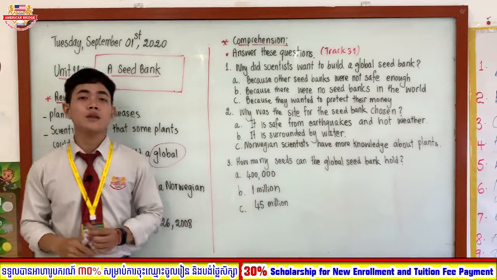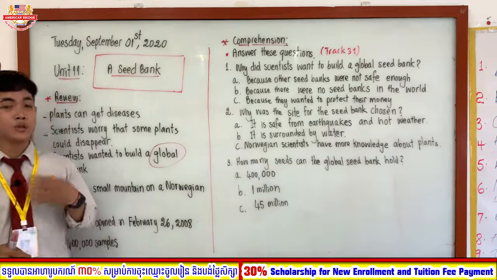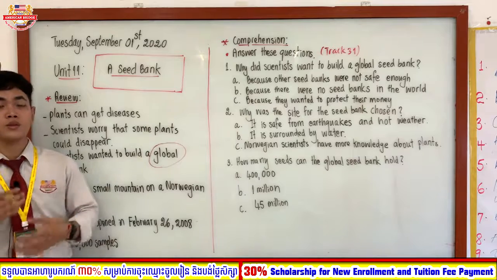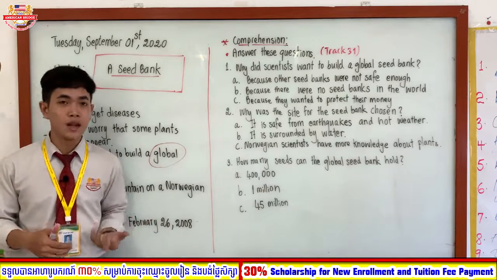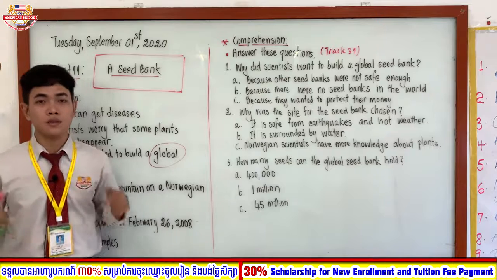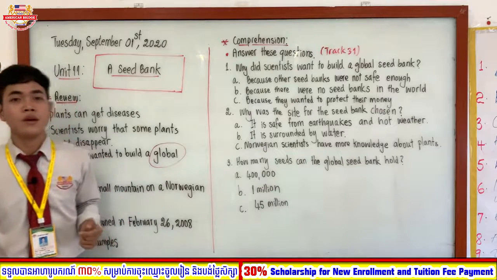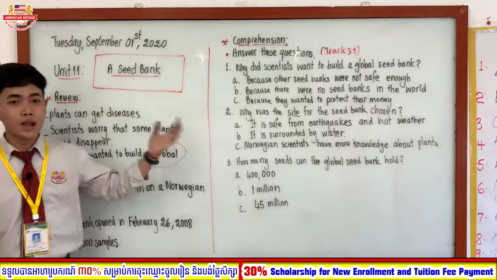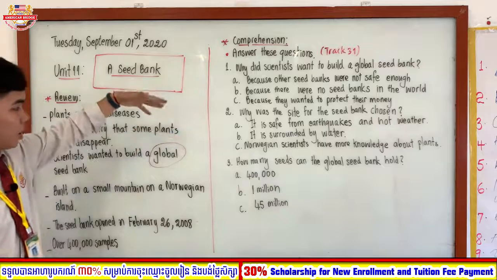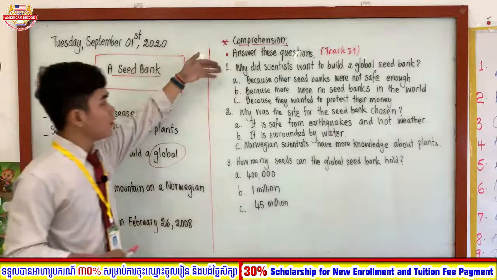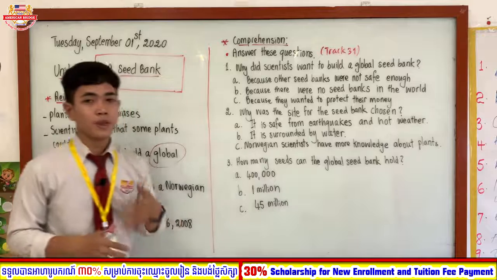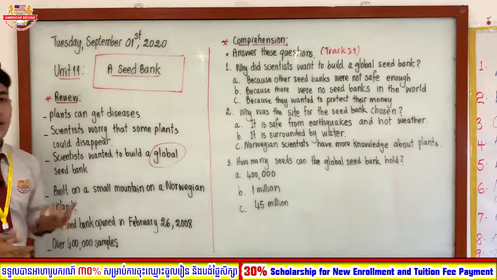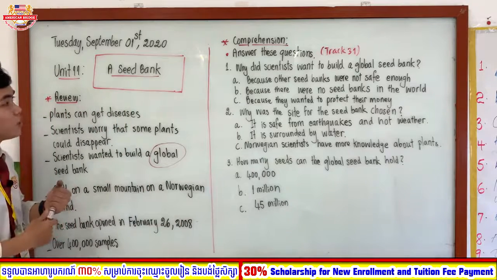Okay, so after you heard about our listening twice time, as we also heard it already in our last video, right? So this time, it's getting twice time. All right, so now let's answer the questions on the whiteboard. So first question is, why did scientists want to build a global seed bank? Okay, which one is the correct answer for our question 1?